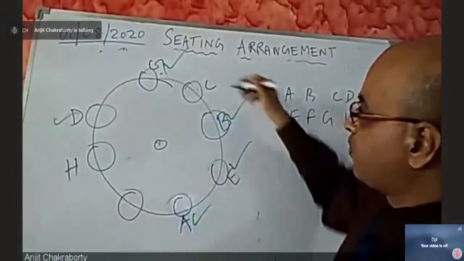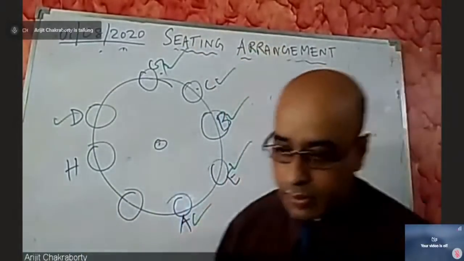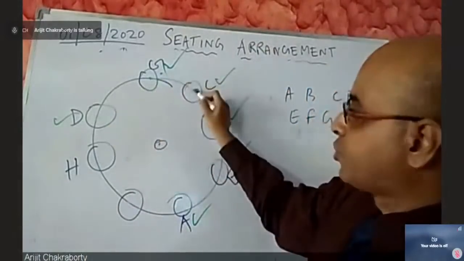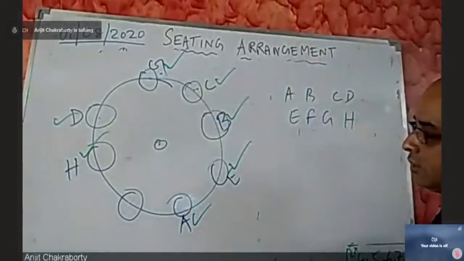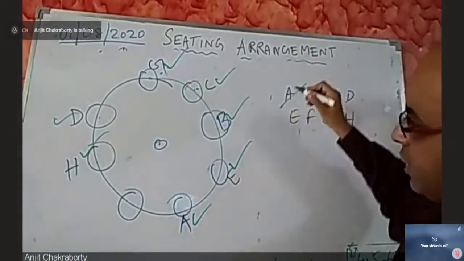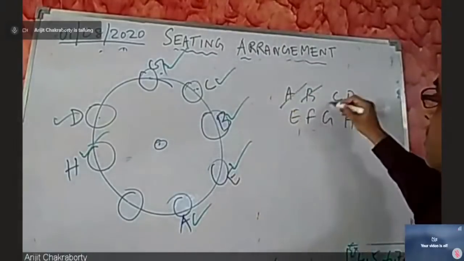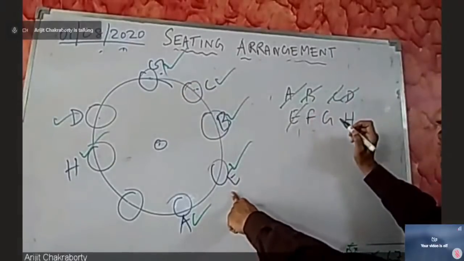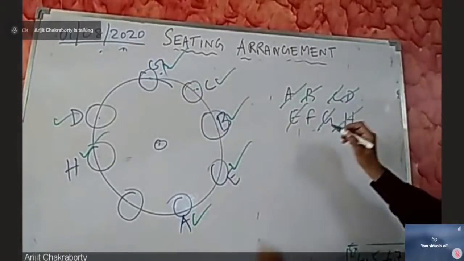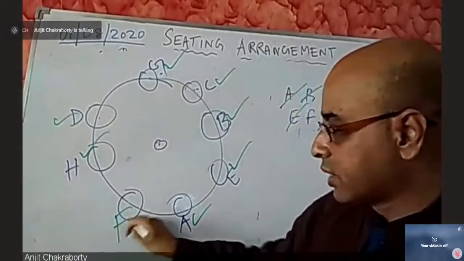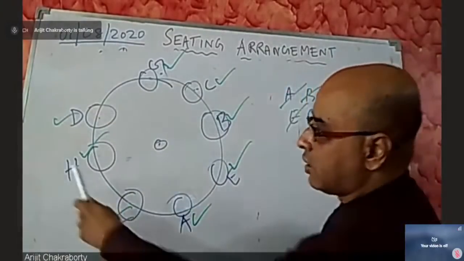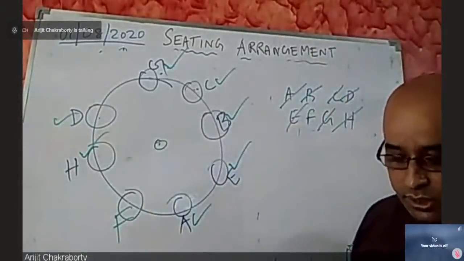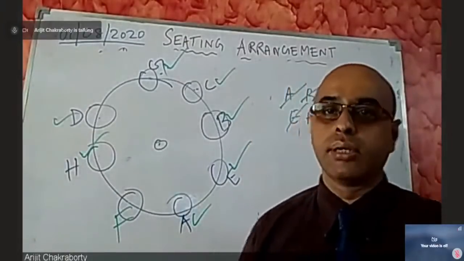C is a neighbor of B. C is done. C is third to the left of H. So H is here. 1, 2, 3. So H is done. Okay, so we have got A here, B here, C is done, D is done, E is here, G is here, H is here, so F is left, so that means F is sitting here. Let's check. 1, 2, 3, 4, 5, 6, 7 and 8. So all 8 persons are now seated in a circular arrangement.